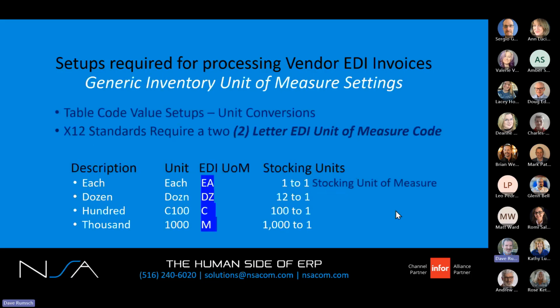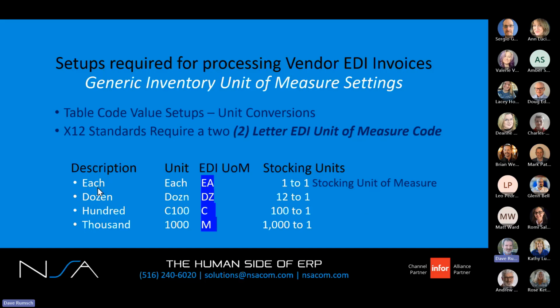Here are some examples of the ones you might set up at the generic level. So again, we're at the table code value setups for unit conversions. Now the X12 standard requires a 2-letter EDI unit of measure code. One of the most common issues that we have is that they come in and they don't hit properly. And as a result, the accounts payable clerks in the vendor work center have to deal with fixing these on the fly. If you set them up right, they're not going to have those errors.